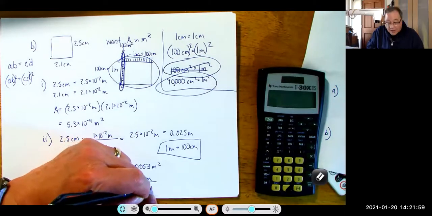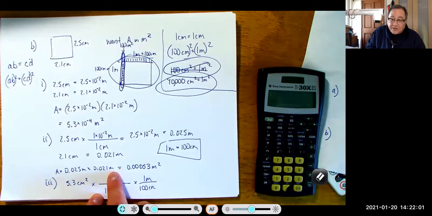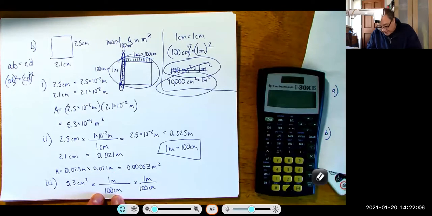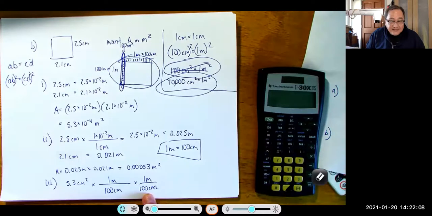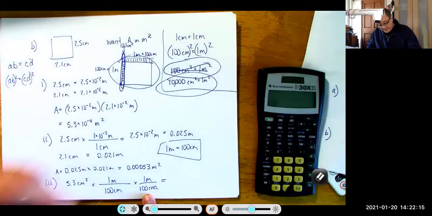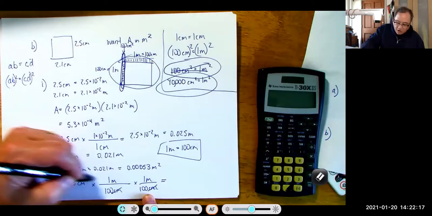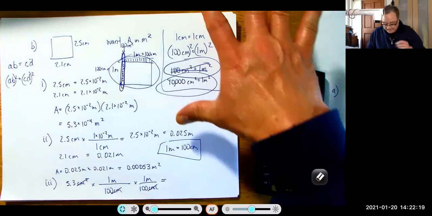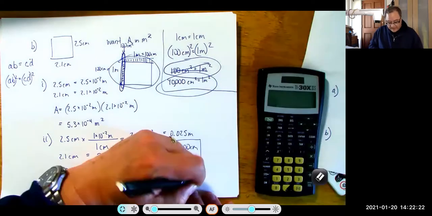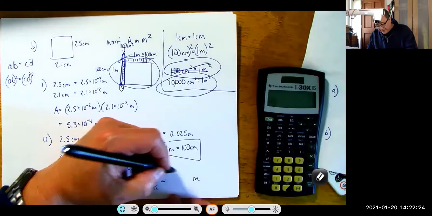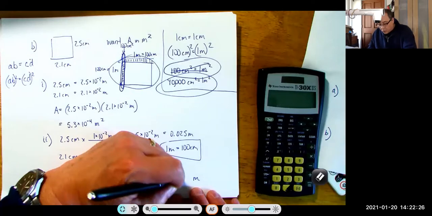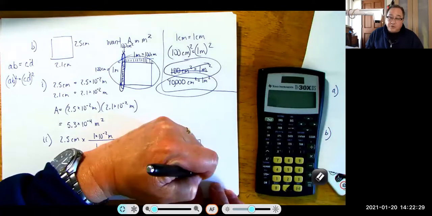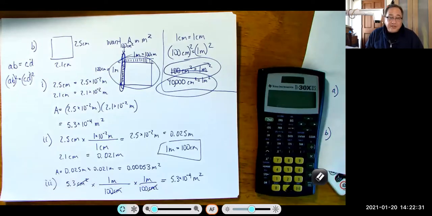Now, I am multiplying by 1 because the number on top is equal to the number on the bottom, correct? Yeah. Can I multiply by 1 again? Yeah. So I'm going to use it twice. Okay. And that way, I don't have to worry about all of this gumbo up here. And you would get 5.3 times 10 to the minus 4 meters squared. Meter times meter, meter squared. Capiche?